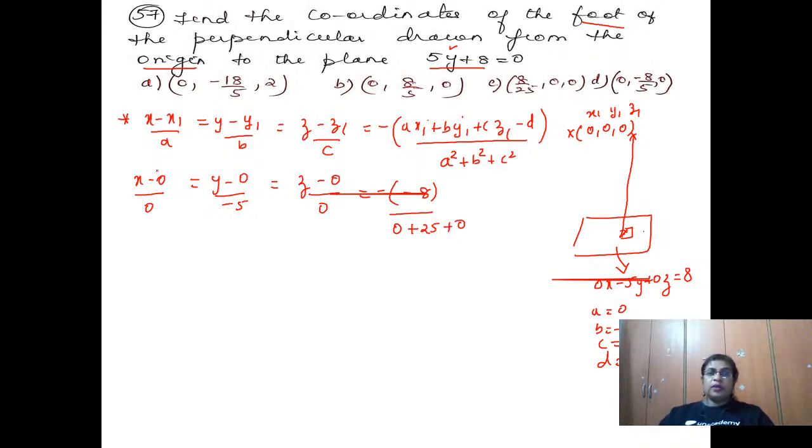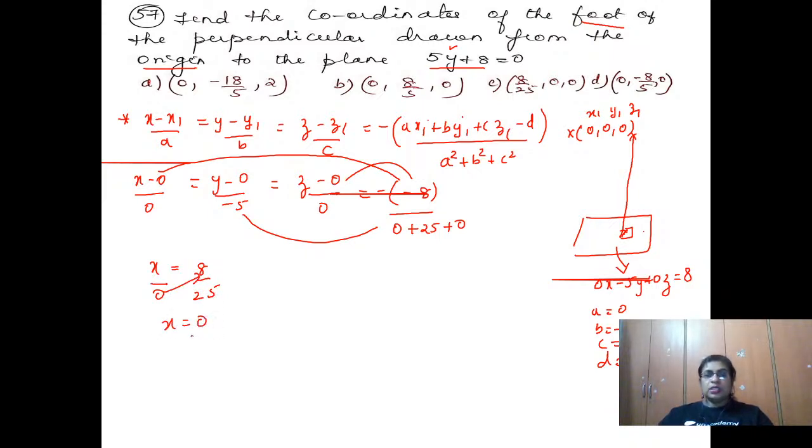Now you have to equate these. So x minus 0 is x. So x by 0 is equal to 8 by 25. But when you multiply by 0, you get x is equal to 0. So the x coordinate you found out.